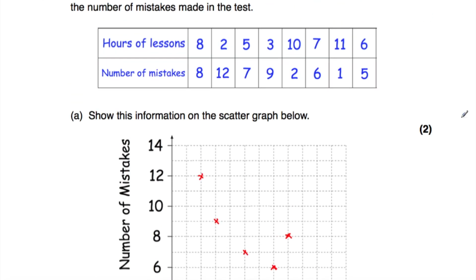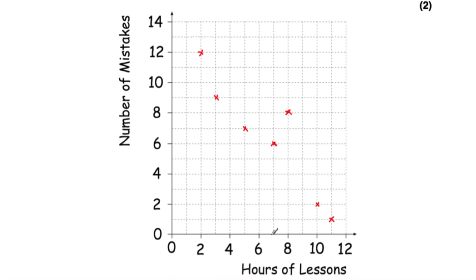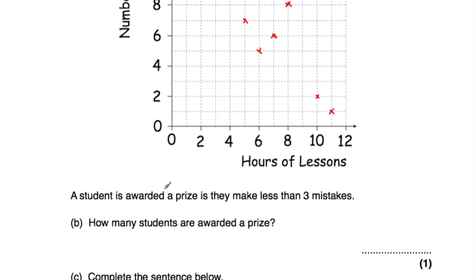And finally, the last person had 6 hours of lessons and made 5 mistakes. So we go to our scatter graph, we go across the 6 hours and go up to 5 mistakes, and that would be there. So we've plotted our points, and let's just check: 1, 2, 3, 4, 5, 6, 7, 8. Fantastic.